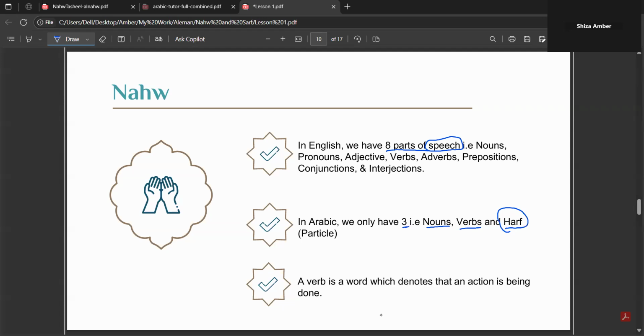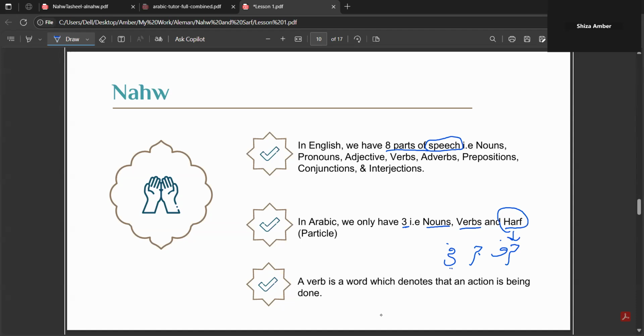So you have done one of the harfs with me right now, which is harf jar. I'll be writing it as well. Harf jar are the prepositions. You studied one of them with me, fi. Fi means?